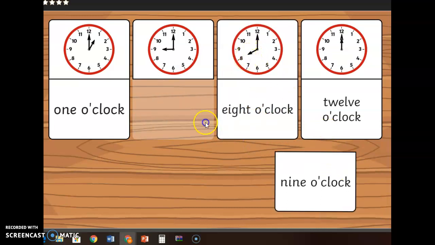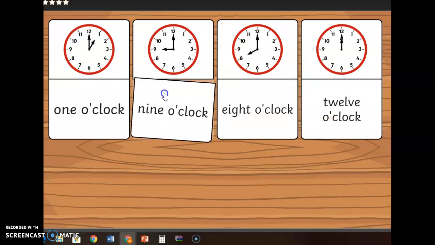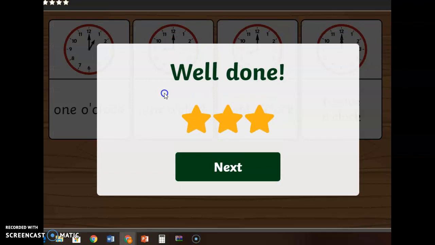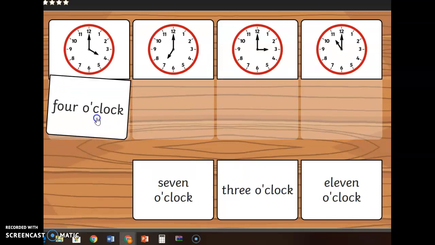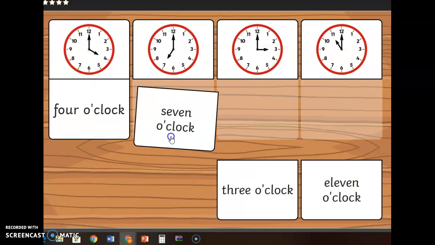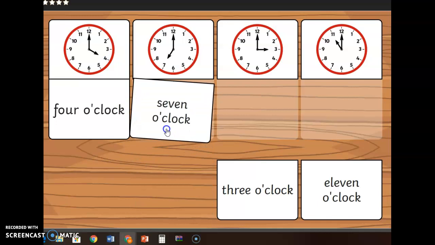Next one. Is this 9 o'clock? Yes, well done. Good job. Next. 4 o'clock. Does it match with this? Yeah, probably. Look, because the short hand is looking at 4. 7 o'clock. Do you think so? Yes? Okay, good job. I think so, because the short hand is looking at 7.